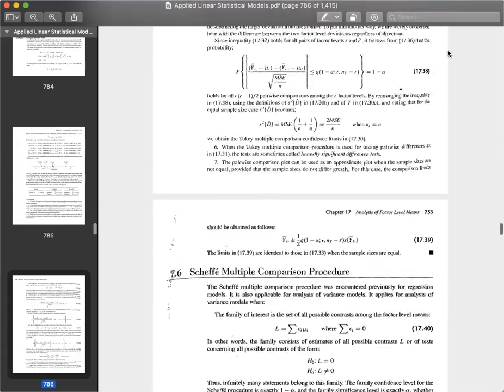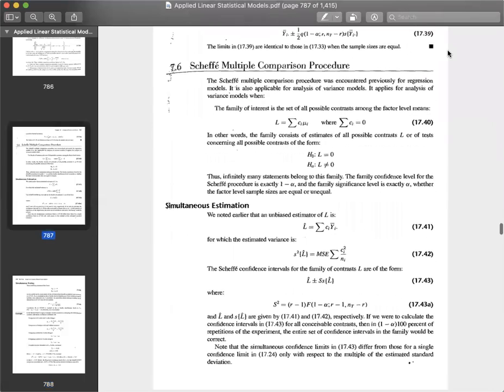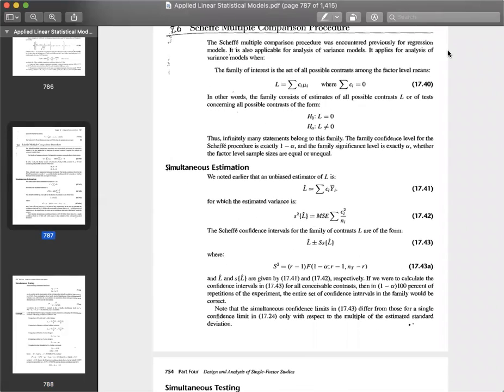Section 17.6 is the Scheffe multiple comparison procedure. The Scheffe multiple comparison procedure was encountered previously for regression models. It is also applicable for analysis of variance models when the family of interest is the set of all possible contrasts among the factor level means, where L equals the summation of Ci mu i, where the summation of Ci is equal to 0. In other words, the family consists of estimates of all possible contrasts L or of tests concerning all possible contrasts of the form, the null hypothesis where L equals 0, and the alternative hypothesis where L does not equal 0. Thus, infinitely many statements belong to this family.